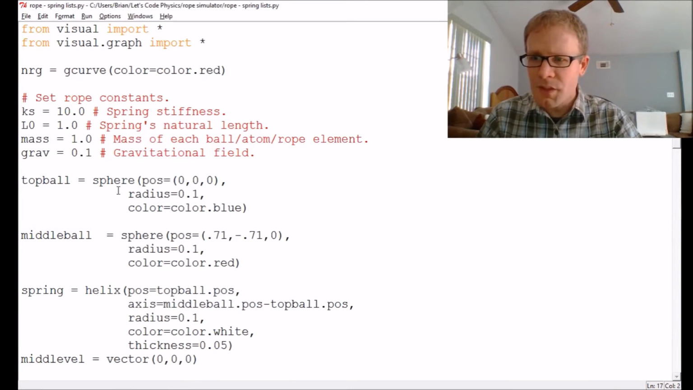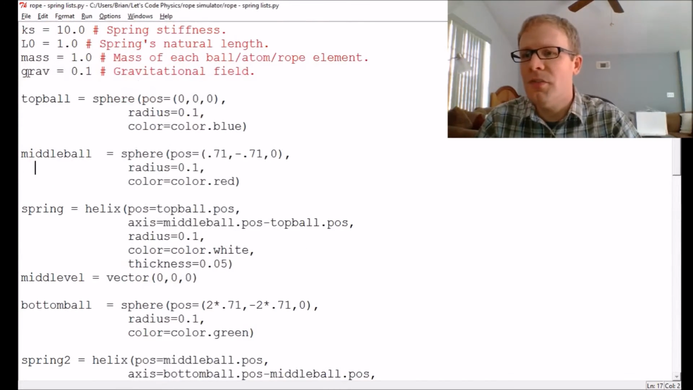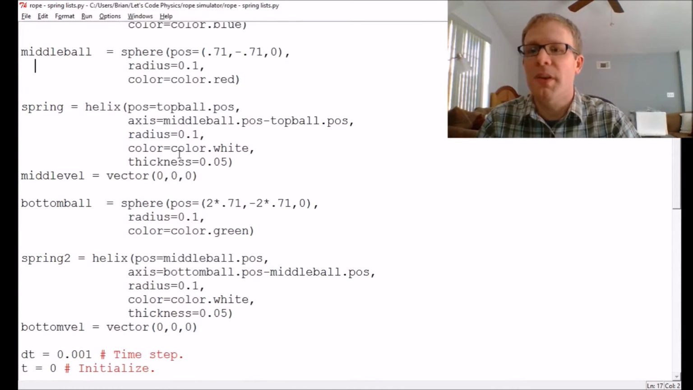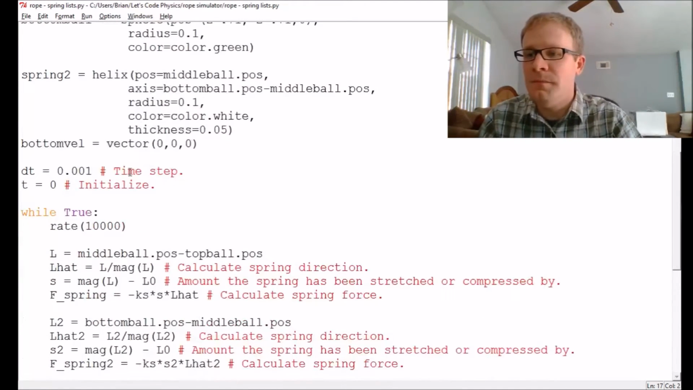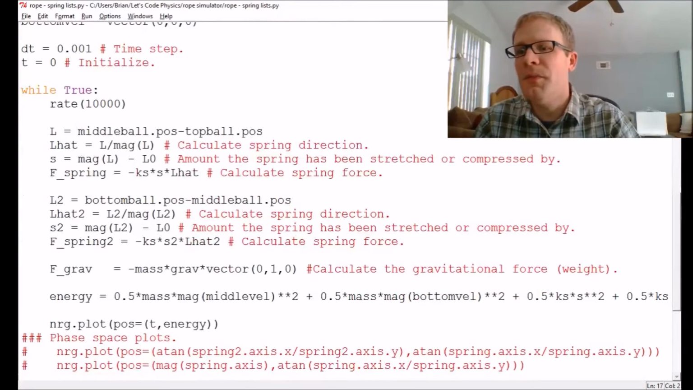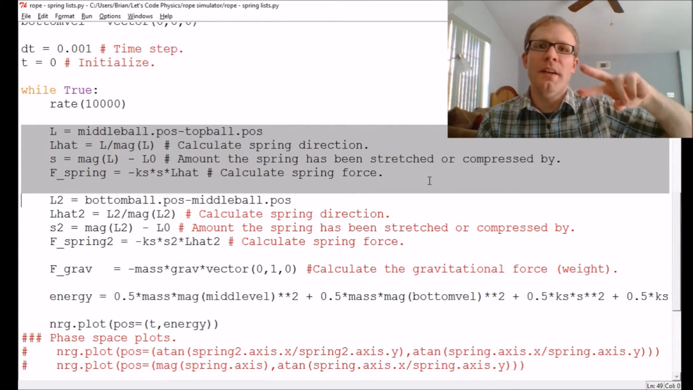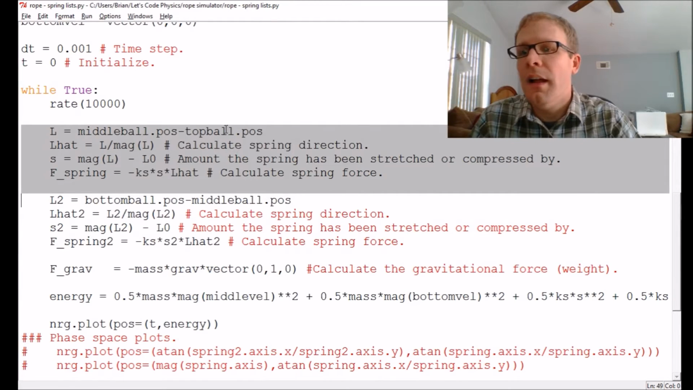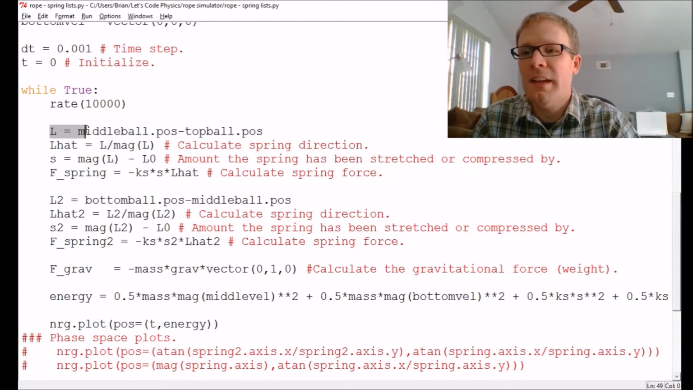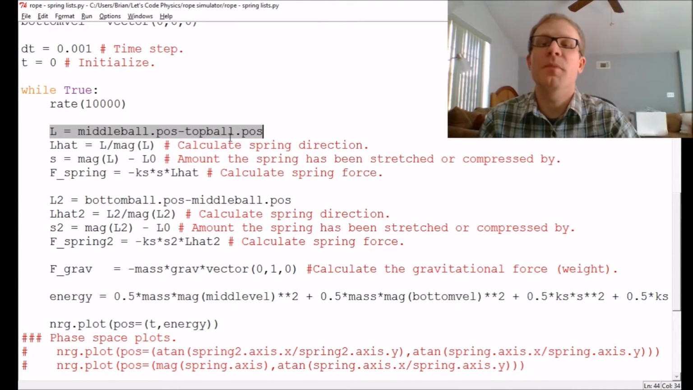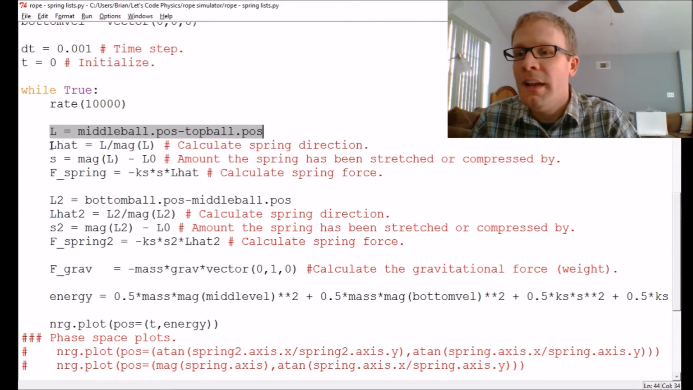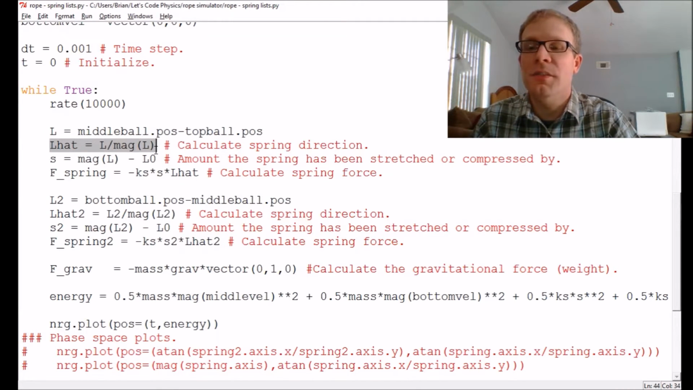So for each of these atoms, it has to create the visual, it has to define the position, it has to create a spring. The spring's really there more for visual purposes than any actual physics. And then in the loop, for each pair of neighboring atoms, or for each spring, if you will, it has to calculate the force, meaning it has to calculate the vector for the spring, the direction along which the force is going to point. It has to calculate a magnitude, it has to calculate the unit vector, which is that length vector divided by its magnitude.